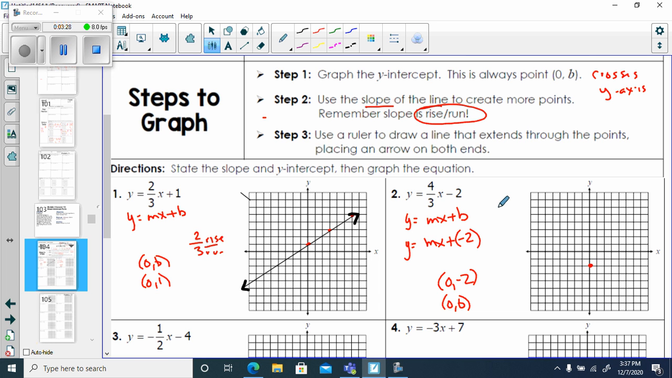Then we use our slope, which is 4/3. Remember, 4/3. That's your rise over your run. I go up 4 and over 3. Up 1, 2, 3, 4, and in the positive direction 3. 1, 2, 3. Okay, there's another point. So let's do it again. Up 1, 2, 3, 4 in the positive direction 1, 2, 3. Okay. Now we've got our points, and we can draw our line through them. Let's get us a line, and let's draw our line through them.